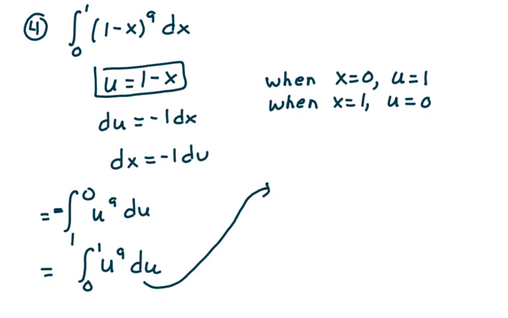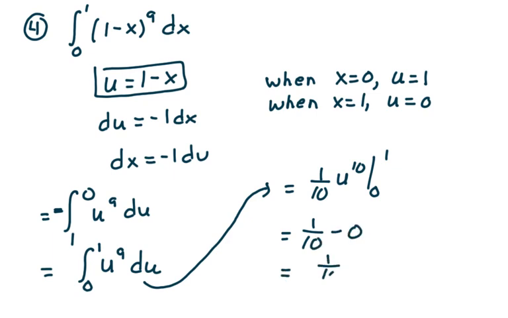So over here, this is 1/10 u to the 10th, evaluated from 0 to 1, which is equal to 1/10 minus 0. And so the correct answer here is 1/10. So do you see what happened? I replace u with 1 to get 1/10. Replace u with 0 to get 0, and I'm subtracting those results. And that's how we do problem 4.